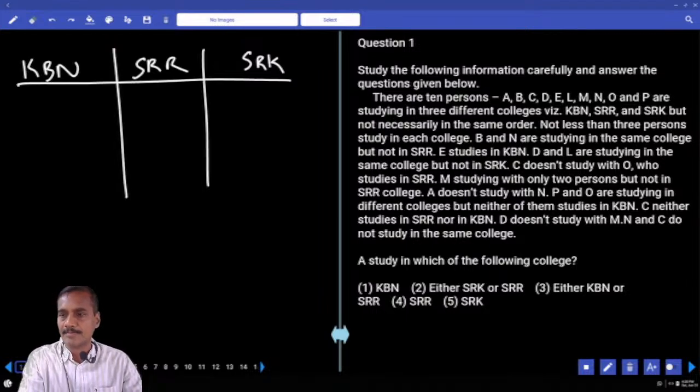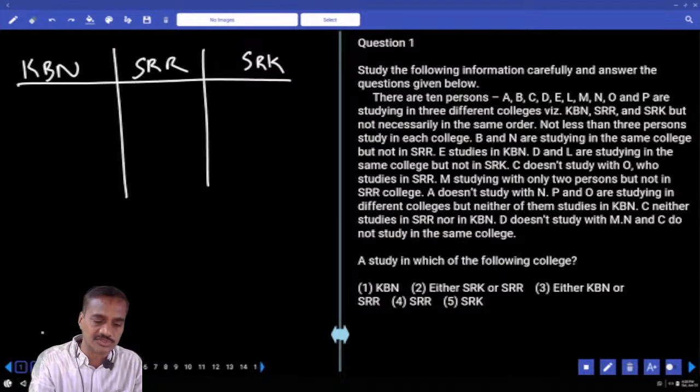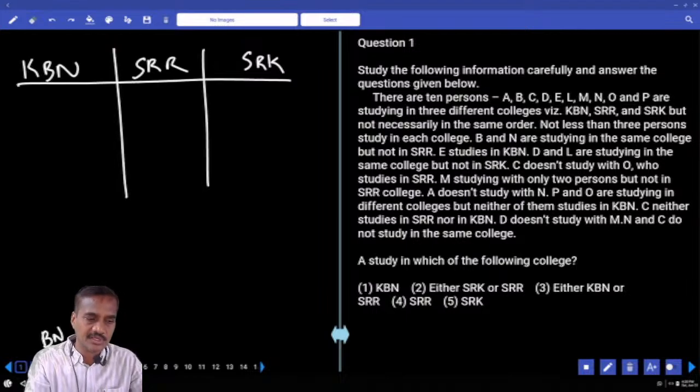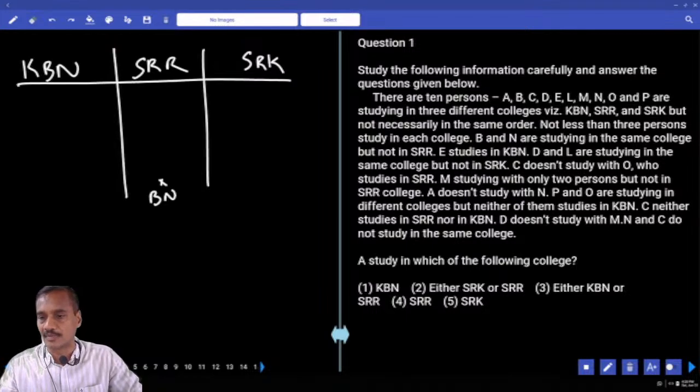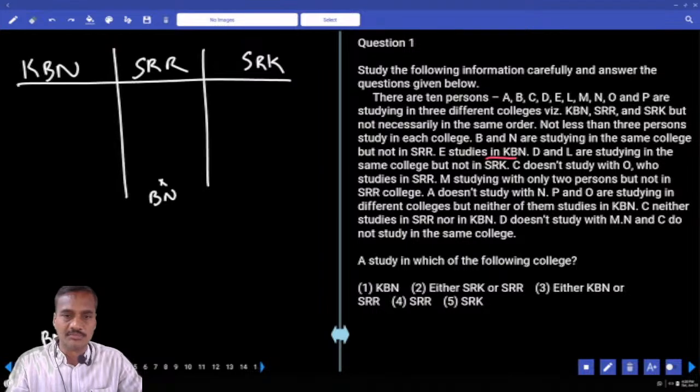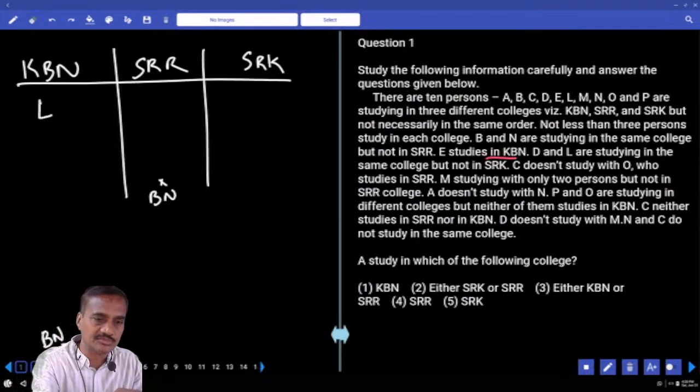Next one: B and N are studying in the same college but not in SRR. B and N must be together, and they cannot be in SRR. Hence B and N can be in either KBN or SRK. The next one: E studies in KBN, so E must be here.